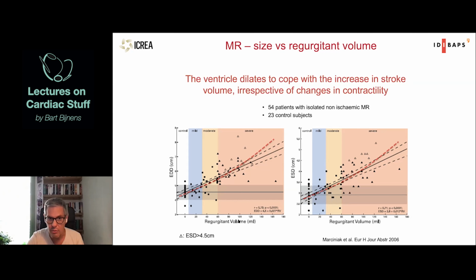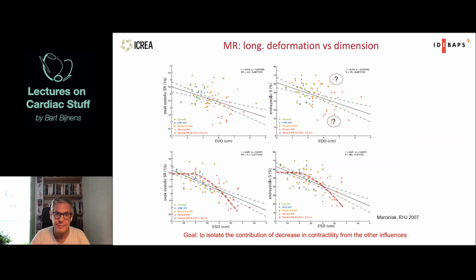And so you see, the more regurgitant volume you have, the more these patients, because they're chronic patients, will have dilated. You see a virtual linear relation, although with the bigger regurgitations there seems to be some deviation from linear, but especially in the beginning it is more or less linear. So this is the clear physiological adaptation, where a ventricle will grow in order to increase the stroke volume that is needed because of this regurgitant volume.